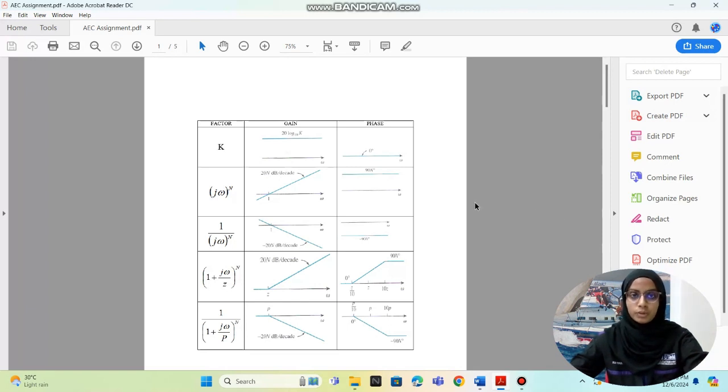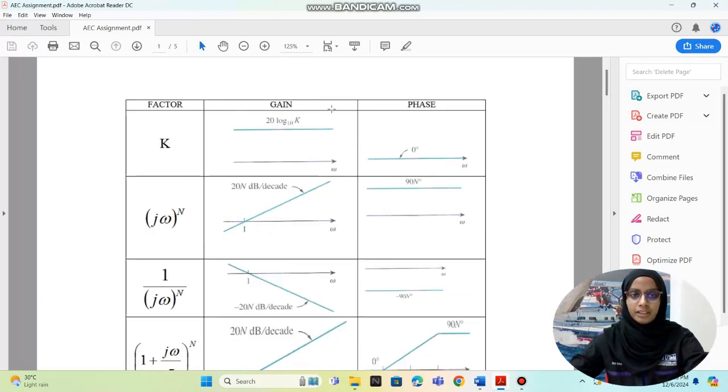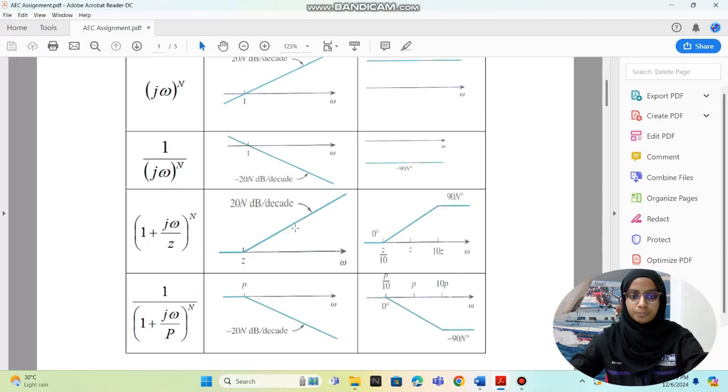Before I go into details about my calculation, I will explain about the three combinations in transfer function that are important for all of you to know. The first one, factor K gain, 20 log10 K, the line will be straight in gain and also phase. The second one is jω, pole at origin and also zero at origin. For gain, the line will increase at 20n dB per decade. For 1 over jω, simple pole, the line will decrease at negative 20n dB per decade. It will be at 1 also.